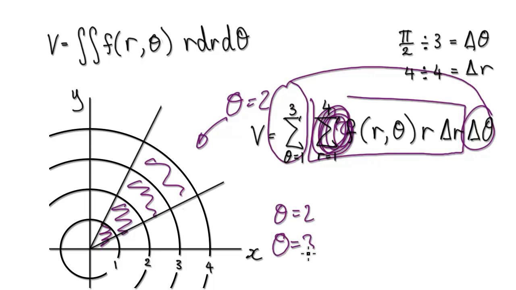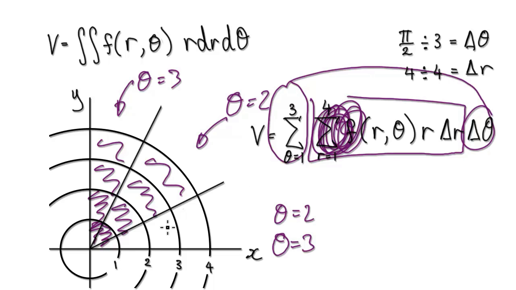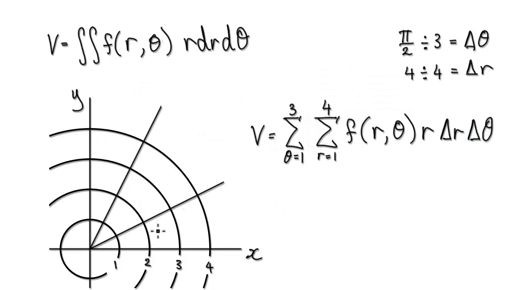When all that's done, go back to the outer integral and increment it by 1. So theta would be 3. Theta equals 3 is here, and then start looping around 4 times again: 1, 2, 3, 4. Eventually it will sum up all our pieces and give us our region. So this is just a counting mechanism. I hope you can follow that.